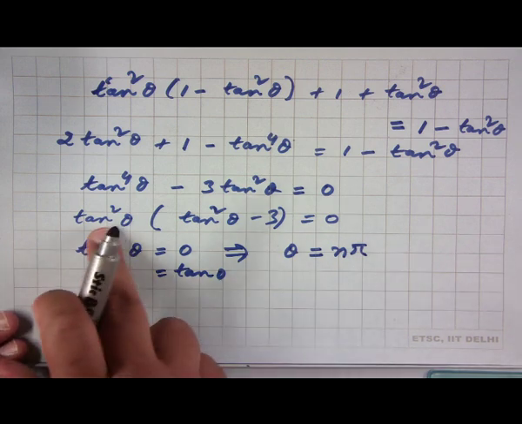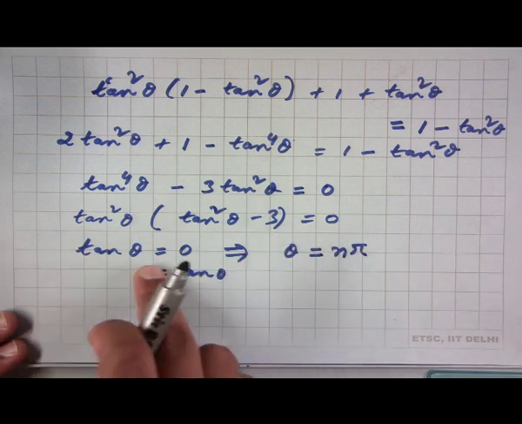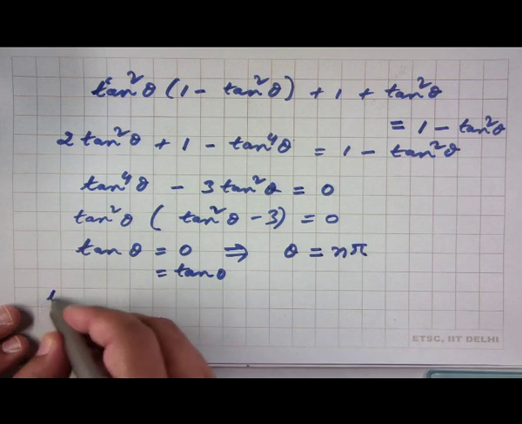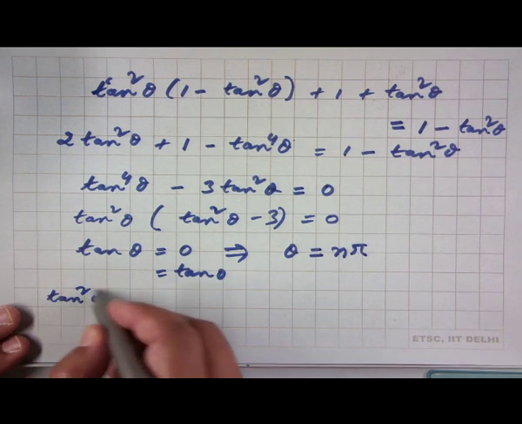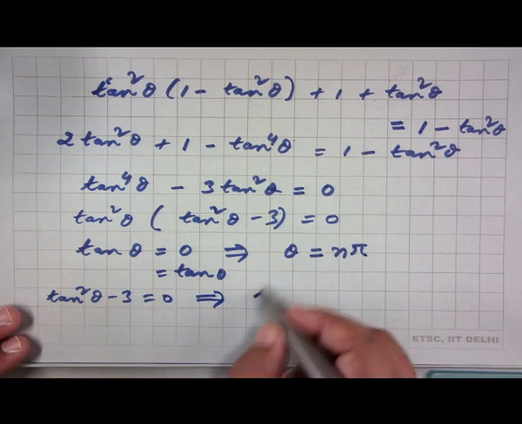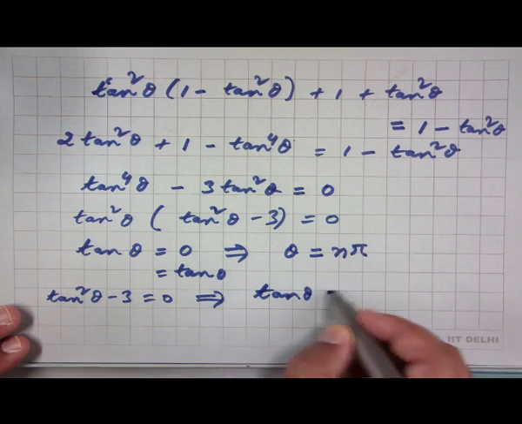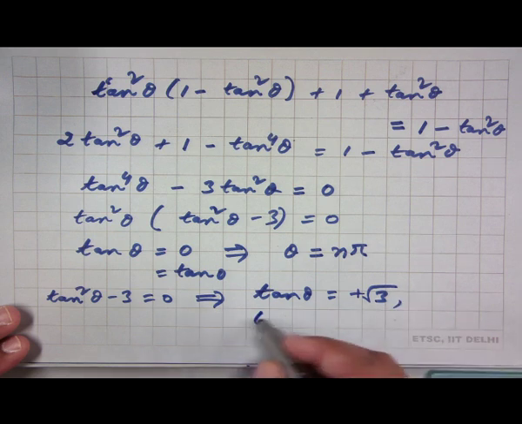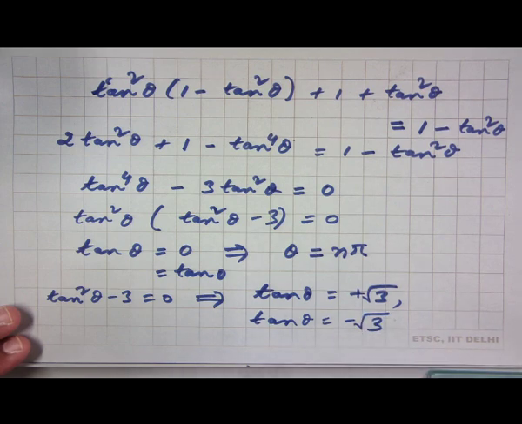So, this is from this equation. Either this should happen, or we should have tan square theta minus 3 to be 0, which implies that tan theta is either plus root 3 or tan theta is minus root 3.